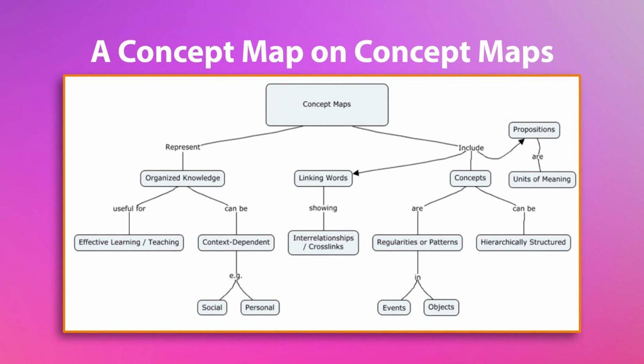So, this is a concept map on concept map. As you can see and you can follow the cursor, concept maps represent organized knowledge useful for effective learning and teaching, and they can be context dependent, for example social or personal. Concept maps include linking words, they include concepts and they include propositions. Linking words are showing interconnections or cross links. So if you study this concept map, it basically makes it very clear what a concept map is all about, and it is also very good in explaining how concept maps are made. So this is a very good example of a concept map explaining the concept of the concept map.